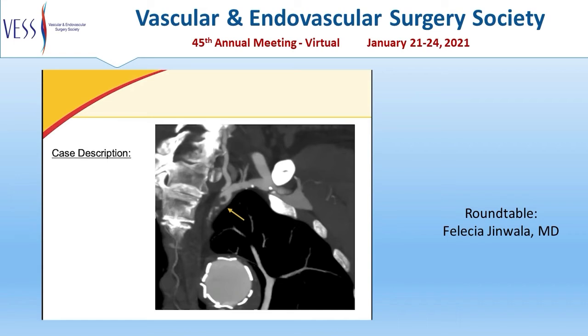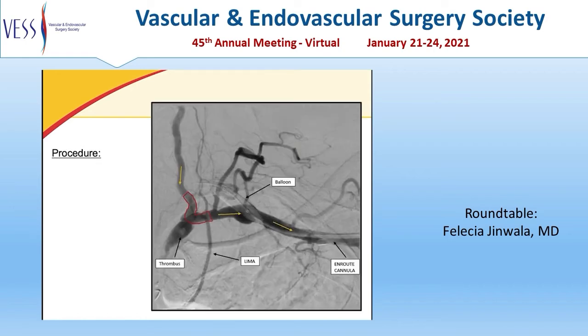This thrombus here was lying proximal to the takeoff of the left vertebral artery, which is also demonstrated on this CTA. It was deemed that the cerebellar infarct was likely due to this layering thrombus. However, given his high surgical risk, we opted for endovascular intervention. The left axillary artery was accessed in a retrograde fashion, through which a 6 French sheath was advanced uneventfully.